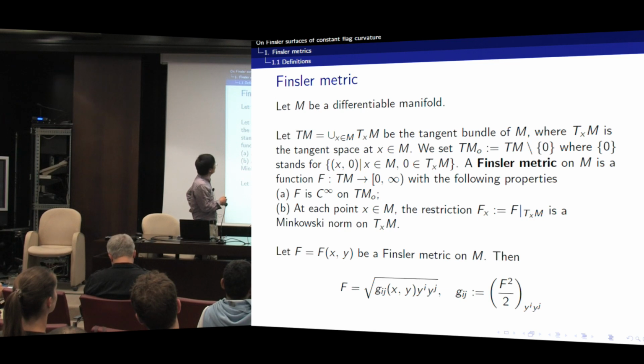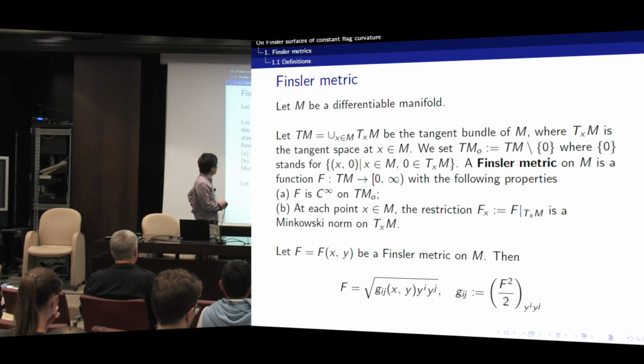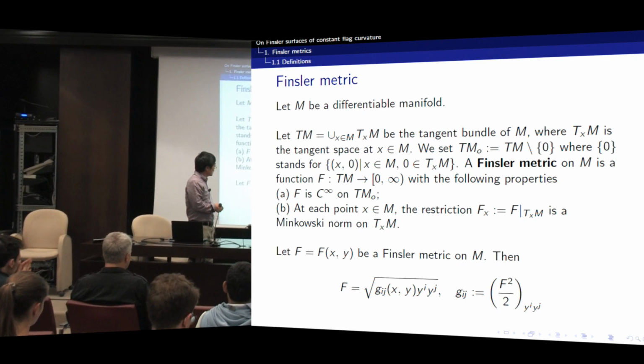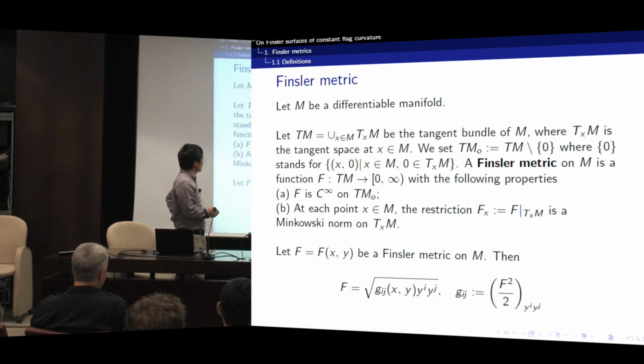Now we can talk about the definition of the Finsler manifold. Let M be a differentiable manifold, and TM the tangent bundle of M. A Finsler metric on the manifold M is a non-negative function F with the following properties. The first one, F is smooth on TM remove 0. And the second one, for each point x, the restriction F_x is a Minkowski norm on T_xM, because T_xM is a vector space.